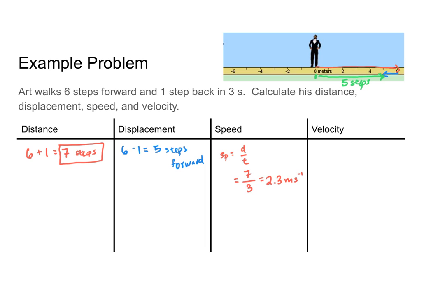So now that I've calculated my displacement and I figured out both how far he traveled and in what time, I can calculate my velocity. So velocity is displacement divided by time, or 5 divided by 3, or 1.7 meters per second. And the one thing I'm forgetting, let's go ahead and add in my direction. And my velocity is always in the same direction as my displacement. So it's going to go ahead and still be forward. And that is how I can calculate my distance, displacement, speed, and velocity.